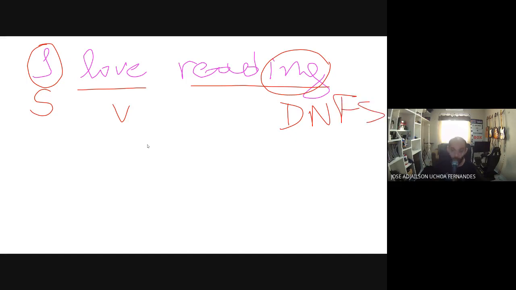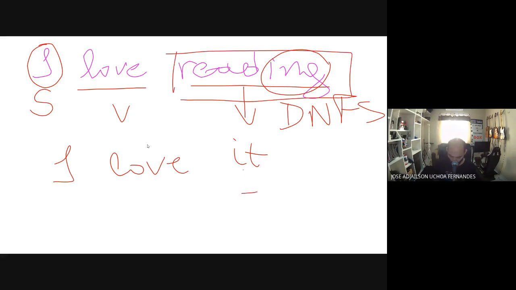Why? Take a simpler sentence. I love it. If I can change reading for it, and it is a pronoun, then pronouns can only work to substitute nouns. And that's why this is a derivational noun-forming suffix.